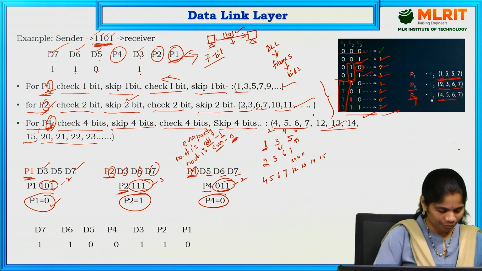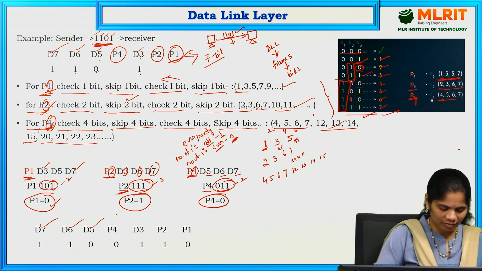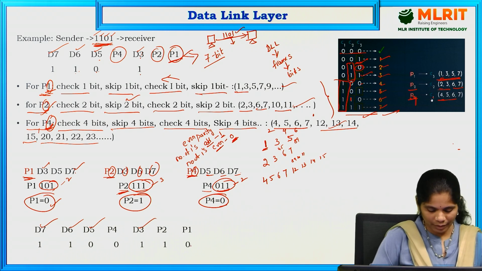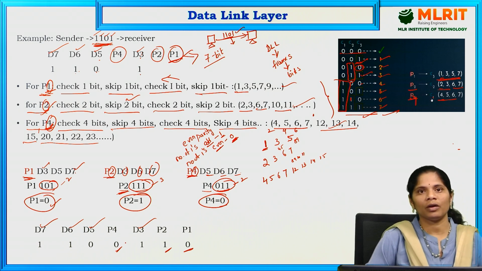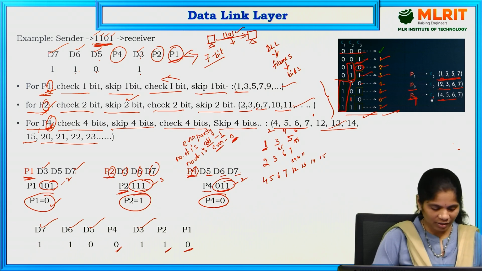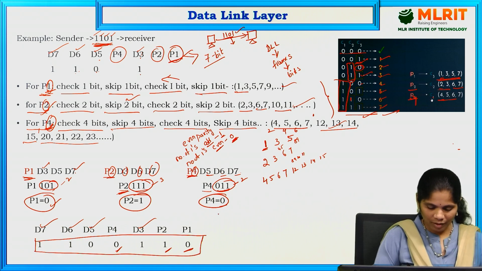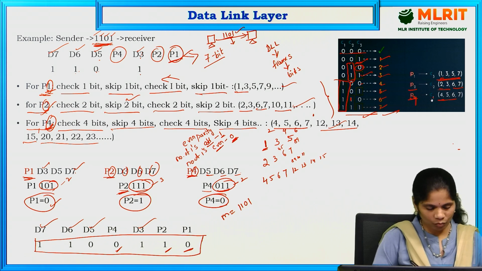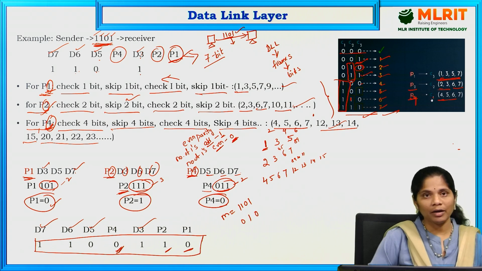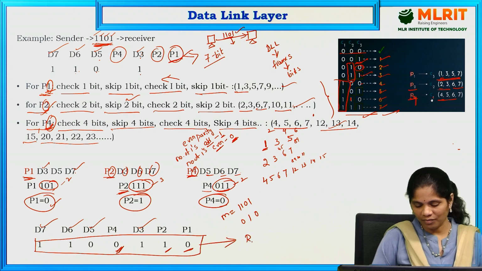So finally, we already know that these bits are the original message, and we are adding the parity bits: P1 equals 0, P2 equals 1 and P4 equals 0. Like this the data is going to be added. This is for the sender side only. Here M equals 1101. The parity bits are P1, P2, P4: P1 is 0, P2 equals 1, P4 equals 0. That is going to be added, and with those parity bits, whatever data is there is going to be sent to the receiver.